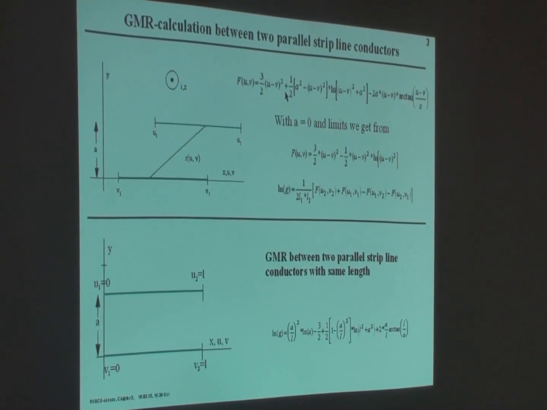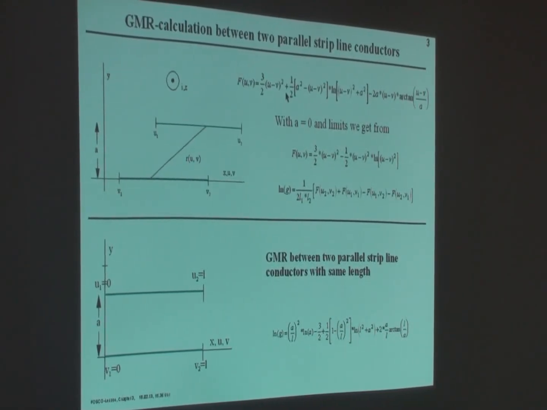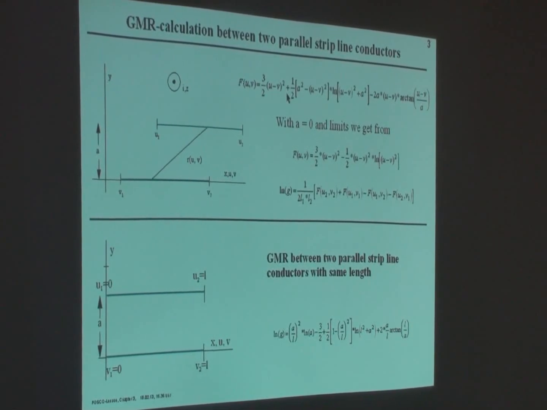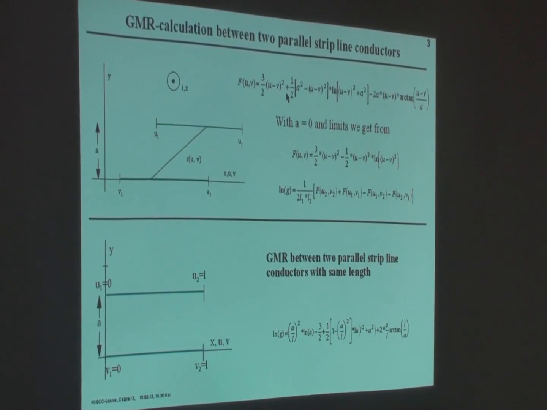So the aim for tomorrow, I can show you. The aim for tomorrow is that we discuss all these examples. For example, coplanar, such as this one, this one, and all these examples we have to do tomorrow. But first we have to do this theory.